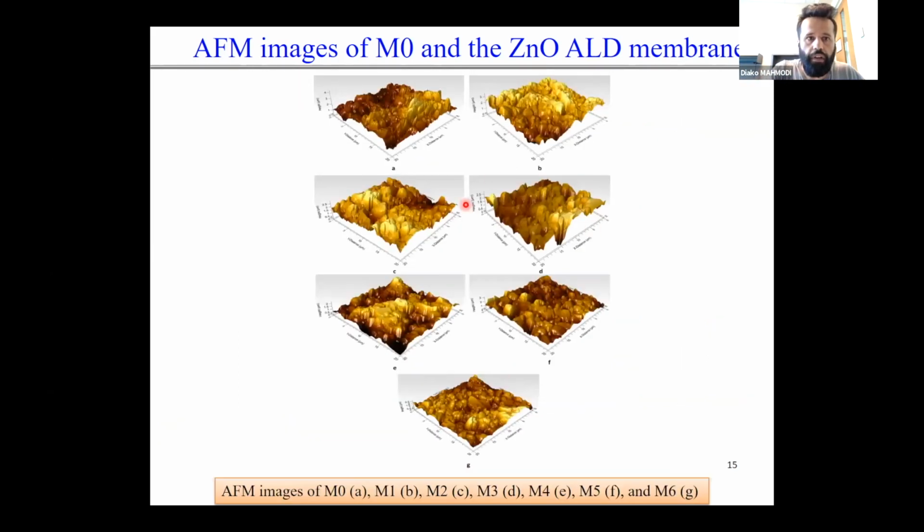Here are the AFM images for roughness. As you can see, from M0 to M6, the roughness decreases.